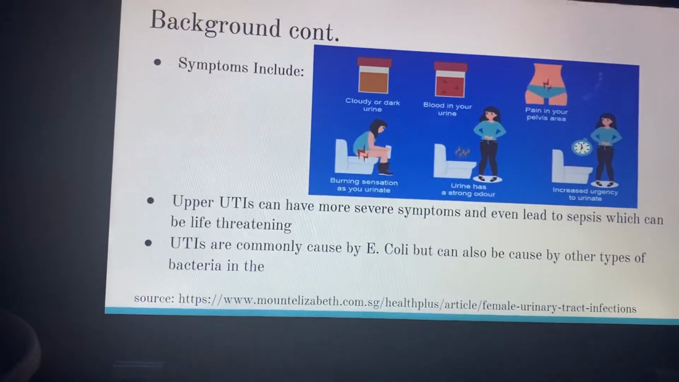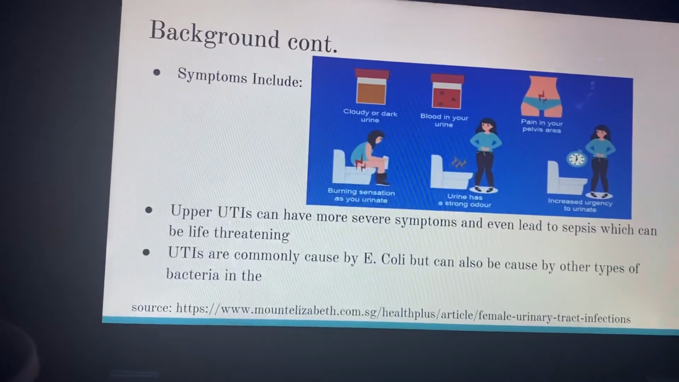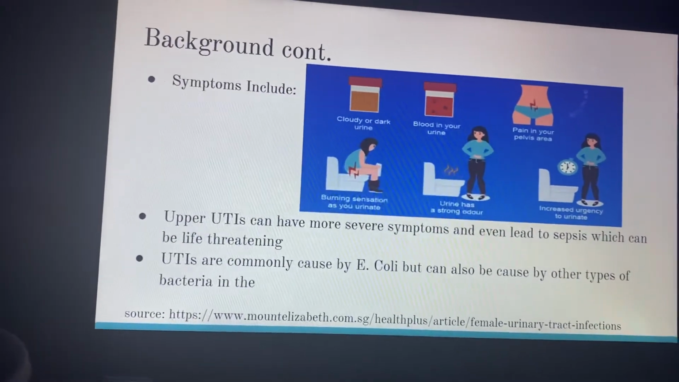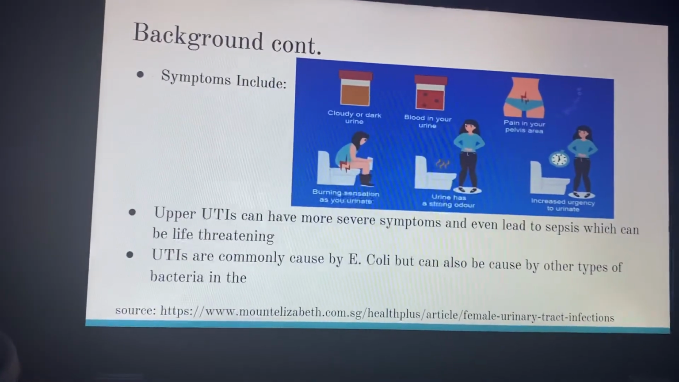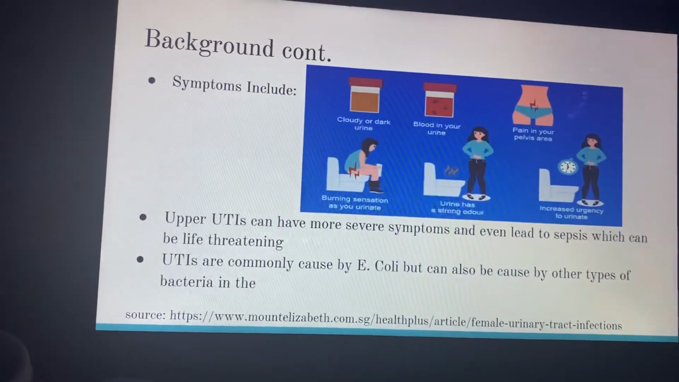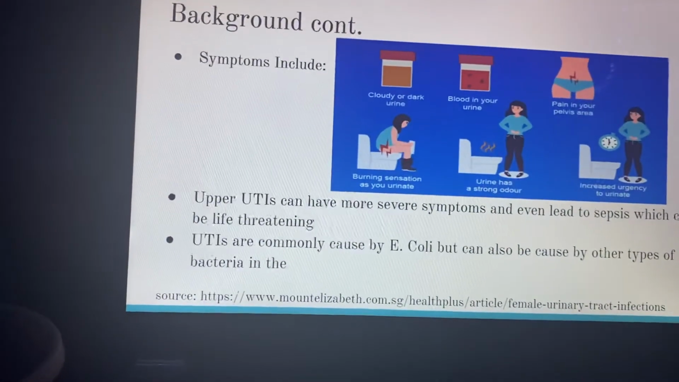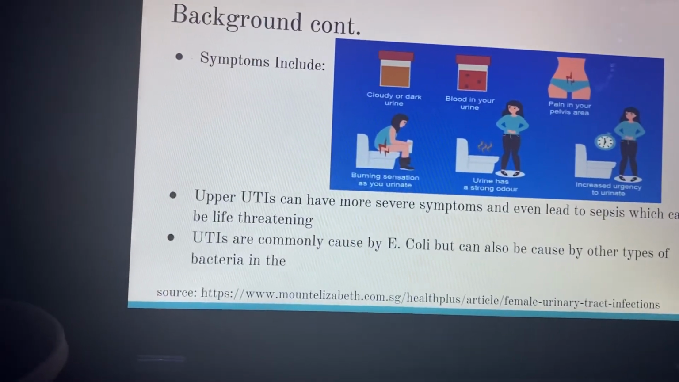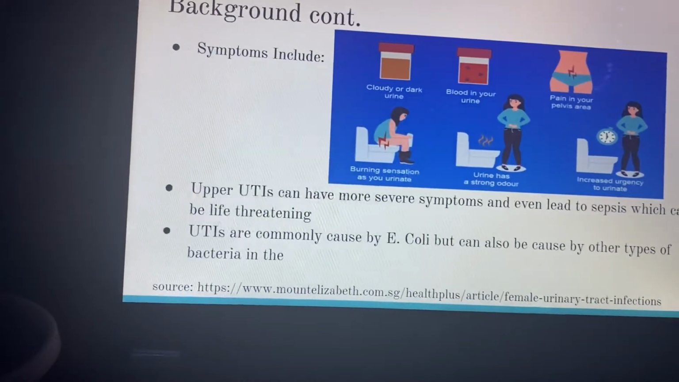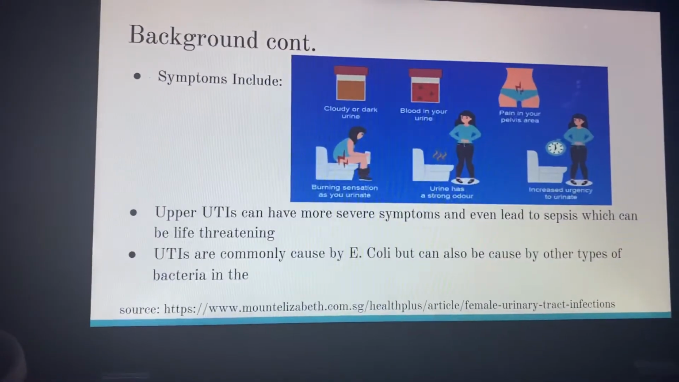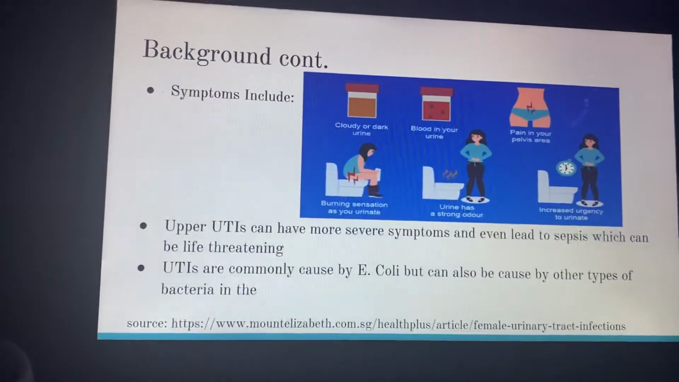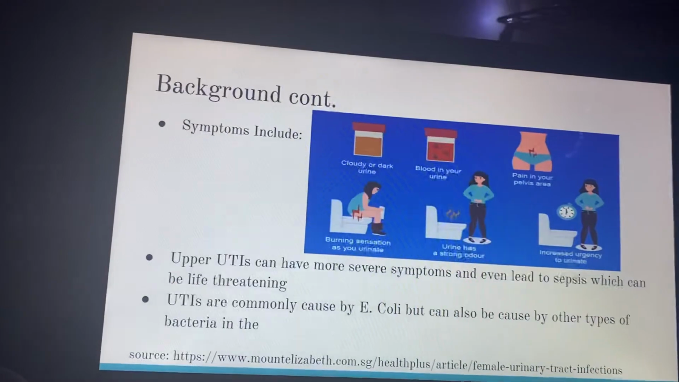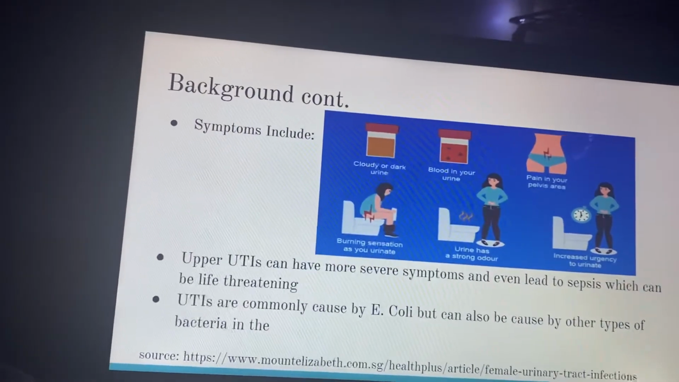So a little continuation, symptoms of UTIs include cloudy or dark urine, as well as blood in your pee, pelvic pain, sensation when peeing, as well as an odor, and then the increased urgency to pee. So upper UTIs can actually have more severe symptoms, and this includes maybe nausea, headaches, and things of that sort. And they could even lead to sepsis, which can be life-threatening. Now, UTIs are commonly caused by E. coli, but they can also be caused by different types of bacteria in this.